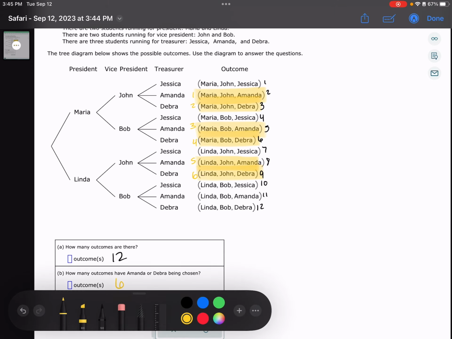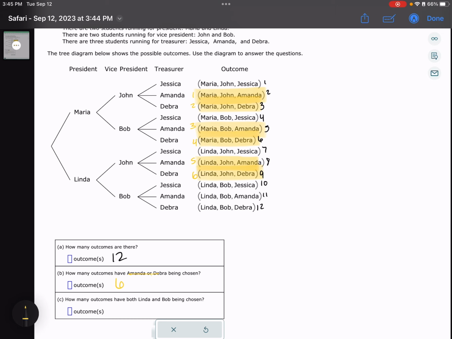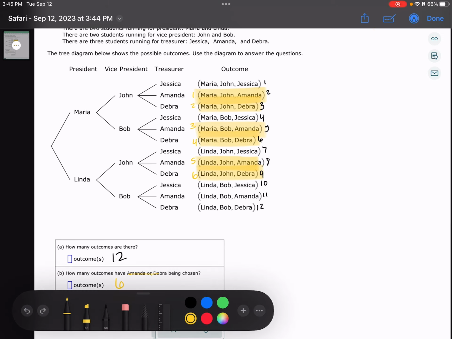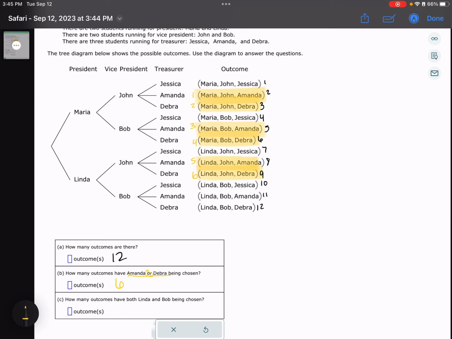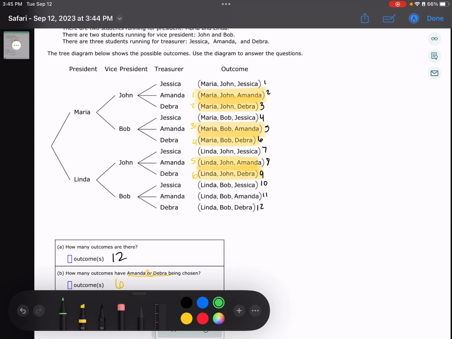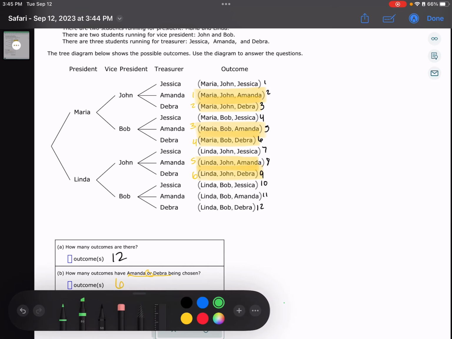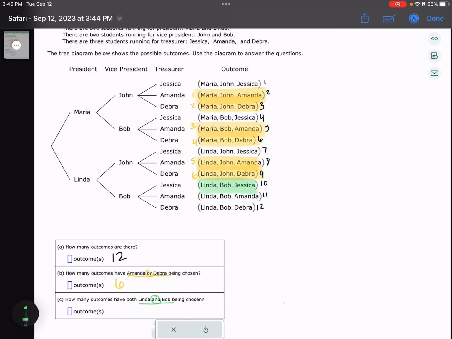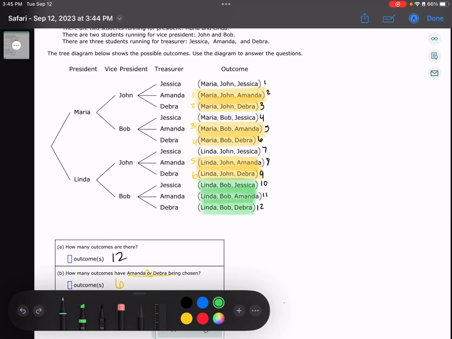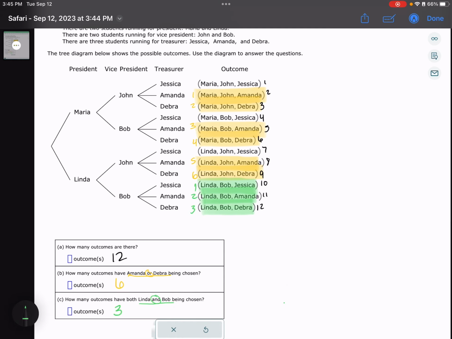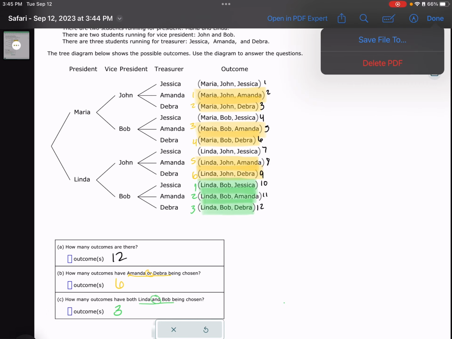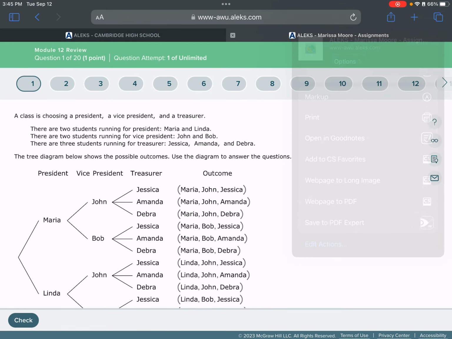The next one is Linda and Bob. So I had or here. Oops, let me underline that. The next one I have Linda and Bob. So I want to have Linda and Bob together. And I see that right here, here, and here. So for that one, I have 1, 2, and I'm going to use a pen, 1, 2, 3. And that is question number 1.